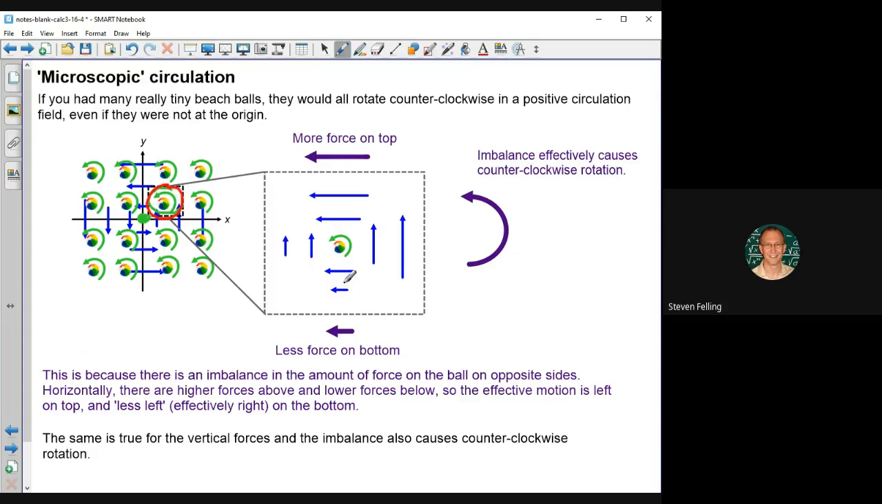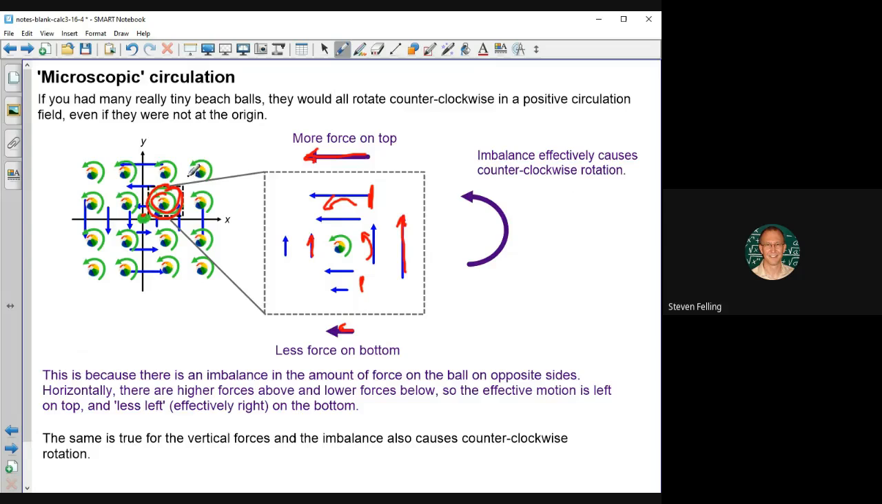And the reason for that is due to an imbalance in the forces, right? Below that particular beach ball, the forces are smaller, and then they're larger on this side. And because of that imbalance, although there's a push to the left, there's more of a push on the top and less of a push on the bottom, which causes a net rotation that's counterclockwise. And the same thing for the vertical fields. If there's more on the right compared to the left, then there'll be an imbalance that causes a net positive circulation. So a field such as this would still produce a counterclockwise circulation, not just at the origin, but at any point in the field.